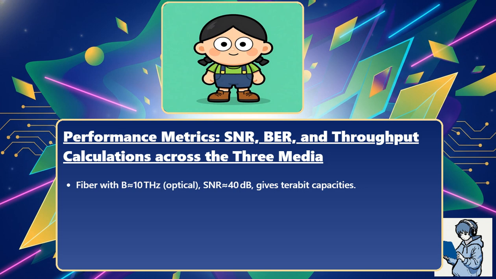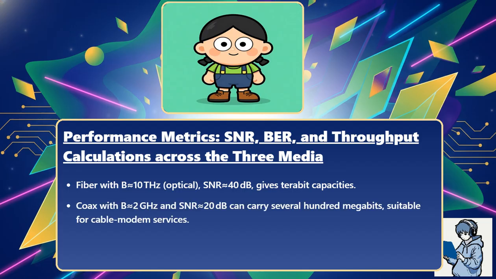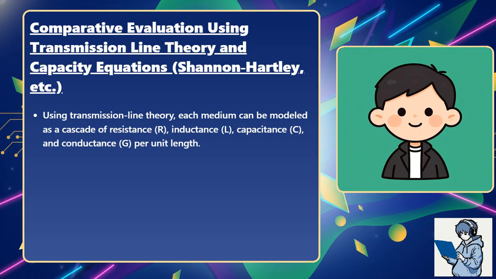Fiber with B approximately 10 terahertz, optical, and SNR approximately 40 decibels gives terabit capacities. Coax with B approximately 2 gigahertz and SNR approximately 20 decibels can carry several hundred megabits, suitable for cable modem services. Using transmission line theory, each medium can be modeled as a cascade of resistance R, inductance L, capacitance C, and conductance G per unit length.